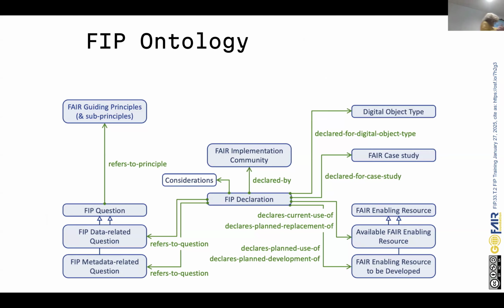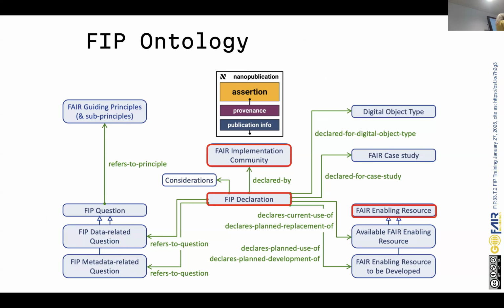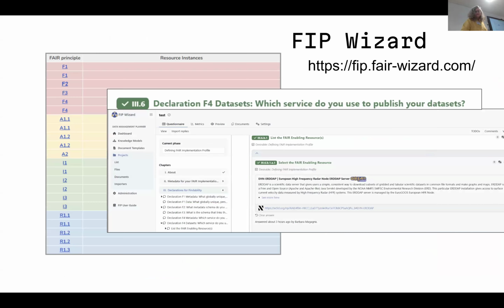Mainly it says that the community declares the use of a FAIR-enabling resource for a specific FAIR principle. And for the main key concepts, the FAIR implementation community, the FIP declaration, the FAIR-enabling resource, we are using nanopublications. And as you can see here, this is the data stewardship wizard that has different questions, and the questions have possible answers, drop downs, and these answers are fed by Nanopub queries. So you can find many possible answers, and these are our Nanopub applications.